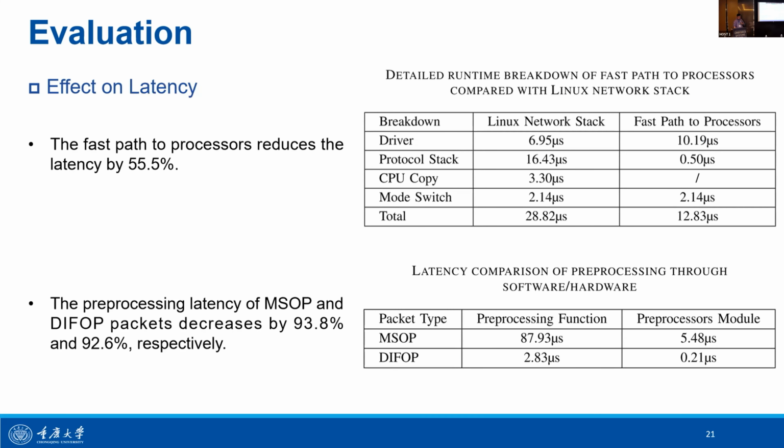Next, we discuss the latency optimization brought by Centano. Through the hardware protocol stack and the zero copy mechanism, the fast path to processors would reduce the latency by 59%. Besides, the table below shows the comparison of the latency produced by the preprocessing function and the hardware preprocessor module. Centano decreased the preprocessing latency of MSOP and DIFOP packets by 93% and 92% respectively.